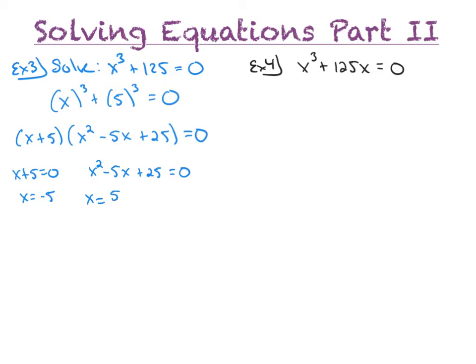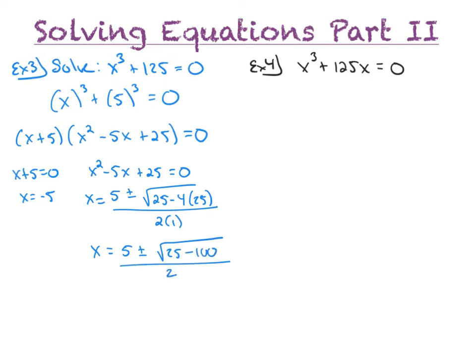So we'll get x equals 5 plus or minus the square root of 25 minus 4 times 1 times 25 over 2 times 1. So that's going to give us x equals 5 plus or minus the square root of 25 minus 100, or 5 plus or minus the square root of negative 75 over 2. Now, just like in the last problem, I'm going to break apart that negative 75 to be negative 1, 25, because it's a nice, big, perfect square that divides into 75, and 3.